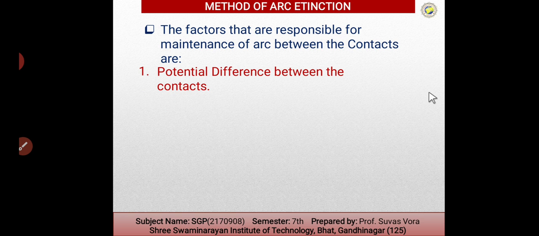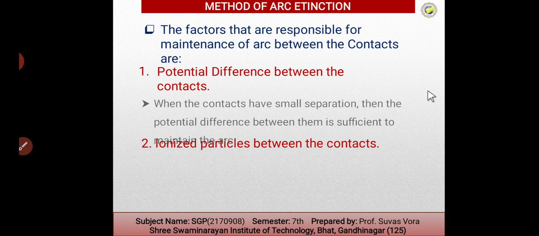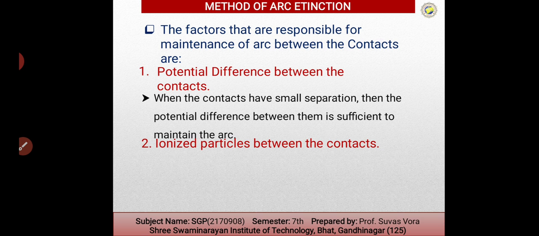The first one is the potential difference between the contacts and ionized particles between the contacts. So potential difference is sufficient to maintain the arc. So in other words हम कह सकते हैं कि when the distance between the two separate contacts is small, so to extinguish the arc between the contacts, अगर मैं arc जब generate होता है तब the contacts can be separated to such a distance that the potential difference becomes insufficient to maintain the arc.